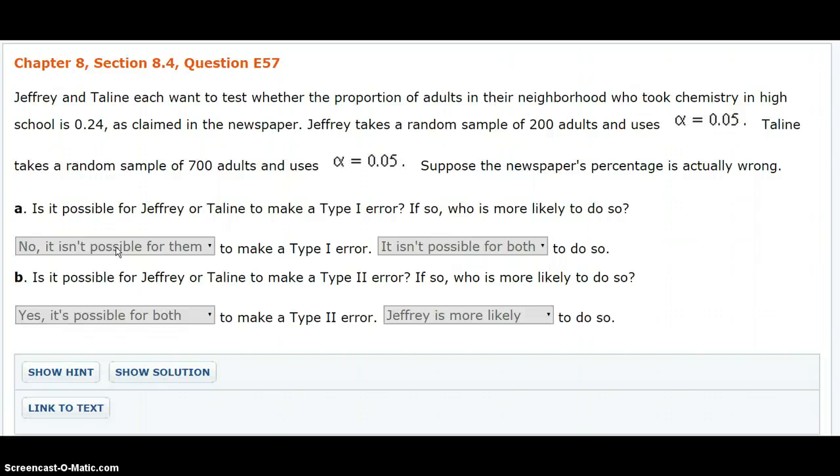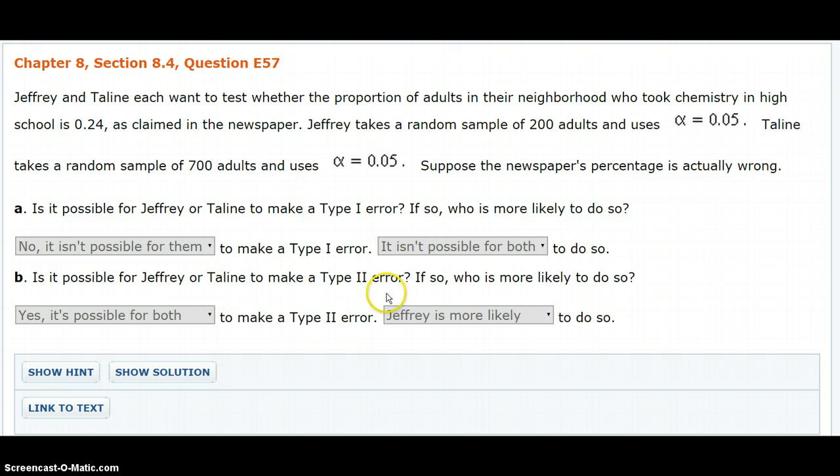it's not even possible to make a type 1 error, is what I'm saying here. And in this case, the newspaper's percentage is wrong. This null hypothesis is false. So it's not even possible for them to make a type 1 error. And who is more likely to do so? Well, it's not possible for either of them to do so here.